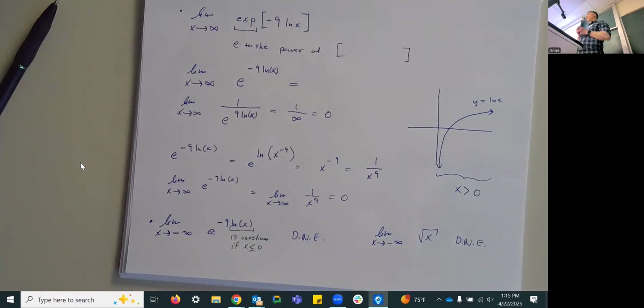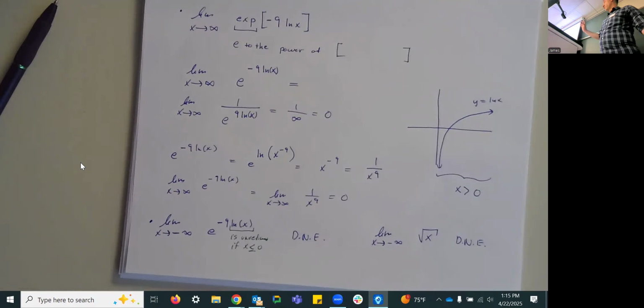So sometimes the domain will be a blocking thing. It'll keep you from doing what you want. So you can't take the limit of a negative number. No, I'm not saying that. I'm saying you can't take the limit of the natural log of a negative number. That's correct, because the natural log of a negative number is undefined.